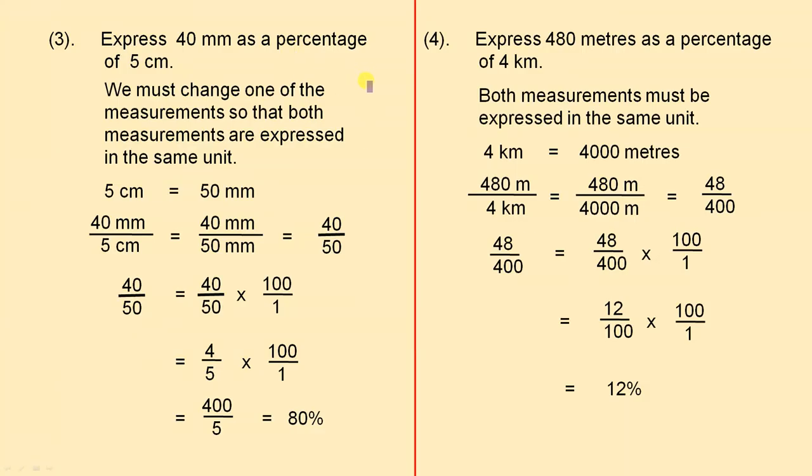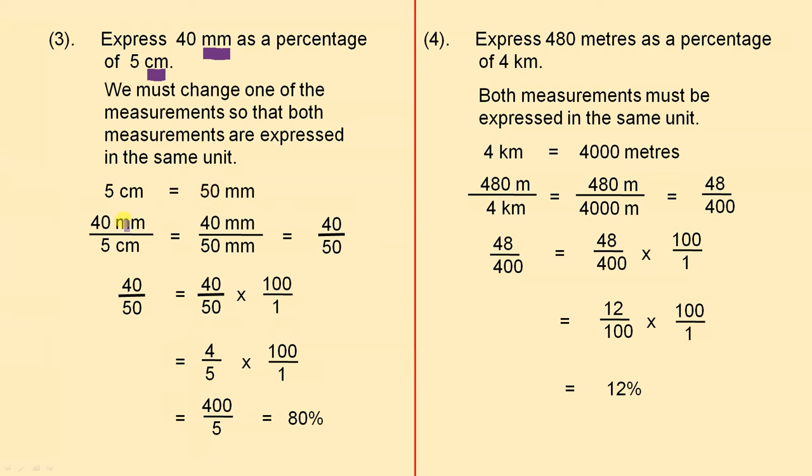Express 40 millimetres as a percentage of 5 centimetres. Now we have to be very careful here because look, we have a measurement of millimetres and we have a measurement of centimetres. Whenever you see that, be very careful because both units have to be the same. So this is the little rule. We must change one of the measurements so that both measurements are expressed in the same unit. We know that 5 centimetres equals 50 millimetres.